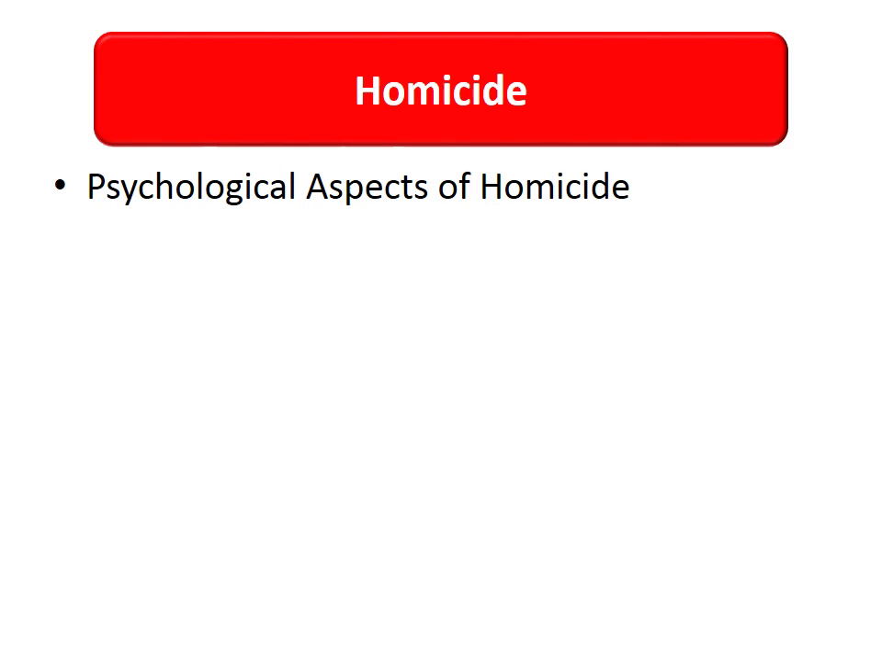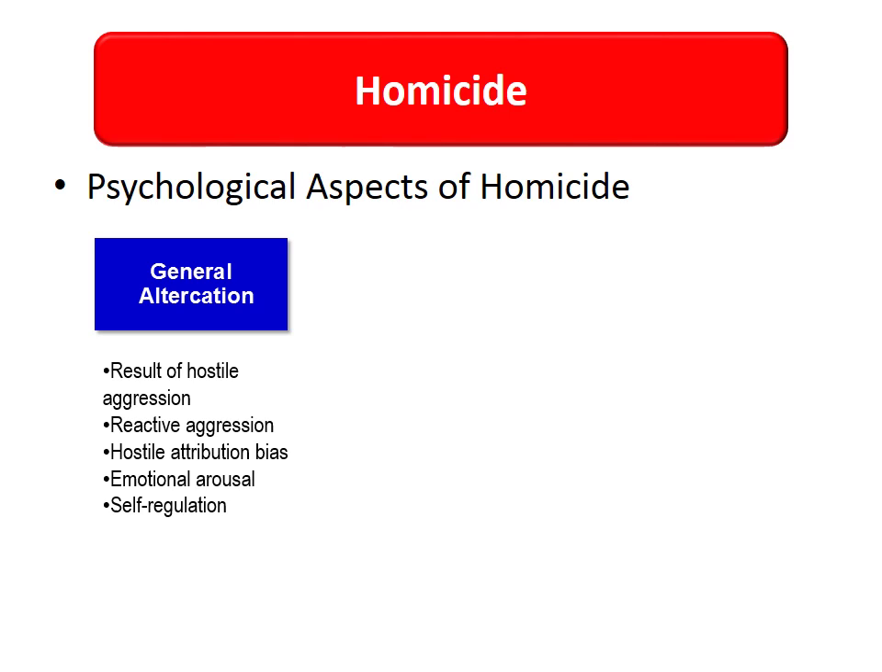From a psychological perspective, homicide can be categorized into three main areas. The first being general altercations. General altercation homicide is usually the result of hostile aggression, which, as you know, is a form of reactive aggression in response to anger-inducing situations. Examples of general altercation homicide could include homicide that is a consequence of real or perceived insults, threats, physical attacks, or even perception of one's own failure.